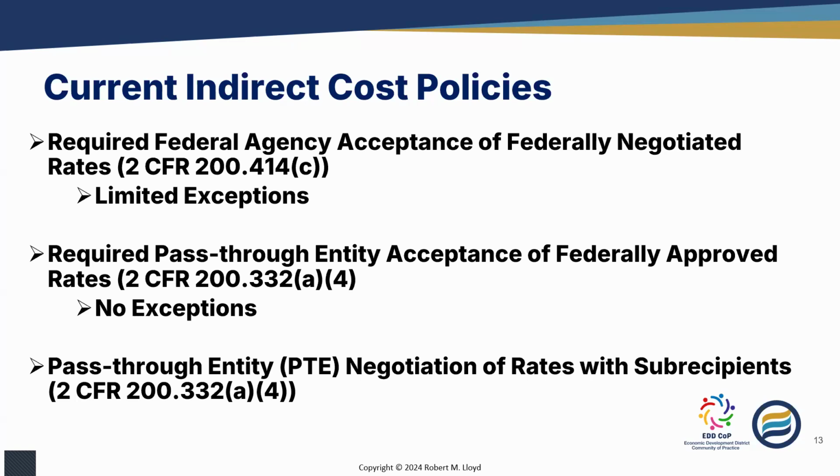So in practical terms, let's say that you don't have a direct relationship with the federal government, or perhaps one of your member governments doesn't. And you go to state agency A and negotiate a rate with them. And you do so based upon a submission that includes the features that are present in Appendix Roman numeral 5 and 7 of 2 CFR 200.